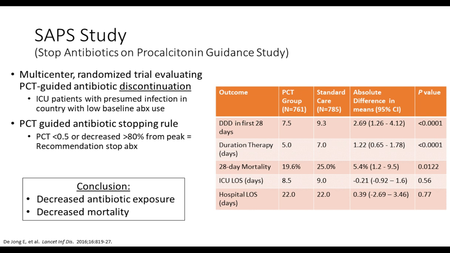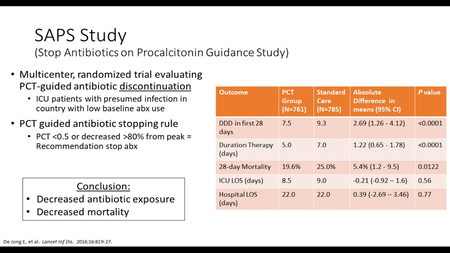Why is that important? The Dutch are very conservative in their antibiotic utilization. They use fewer antibiotics than many other countries in Europe. They use fewer antibiotics than we do in the US. They use less broad spectrum. They use shorter durations. And so one of the arguments against procalcitonin was, hey, we're already using way too many. If people just use fewer antibiotics in general, it probably wouldn't have a benefit.